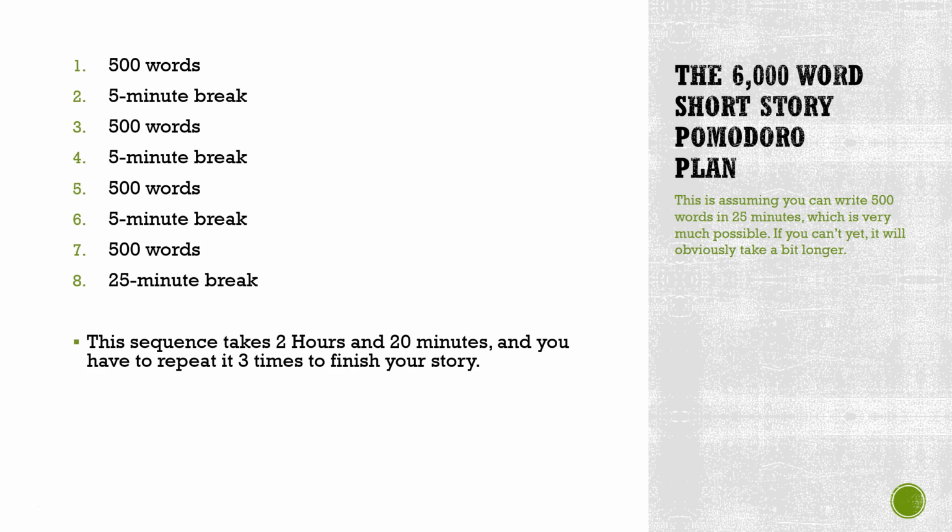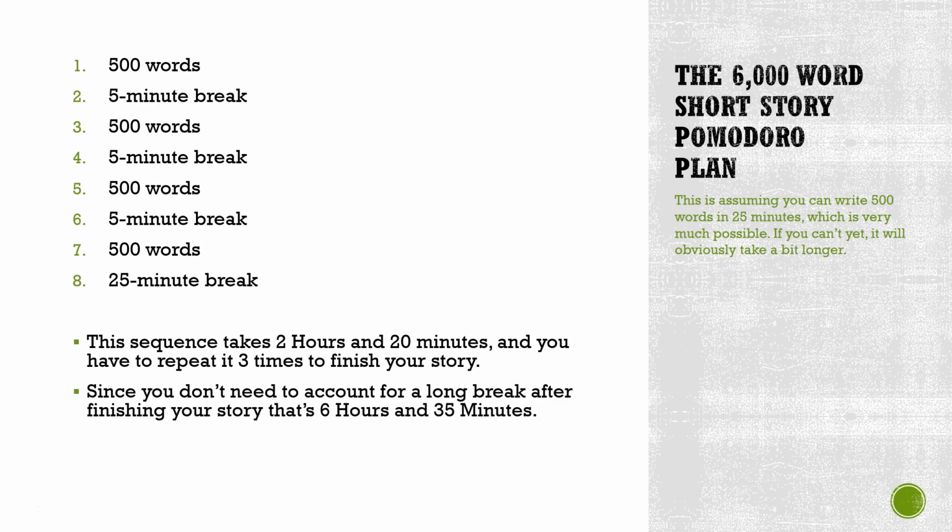This sequence is a 2-hour and 20-minute sequence, and to complete the story you have to repeat it 3 times, and that is 6 hours and 35 minutes. Because obviously you don't need to take a long break after finishing the story. During each of these full Pomodoros, you'll be able to write 2,000 words, which is a third of your story. So if you have a full day set aside for this, you can easily achieve this as soon as you get to those 500 words in a 25-minute stint.